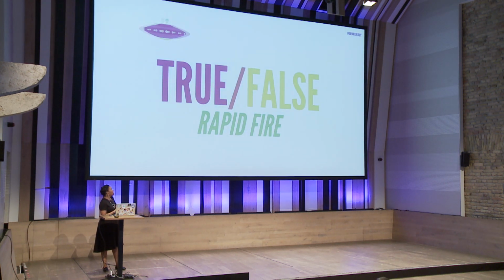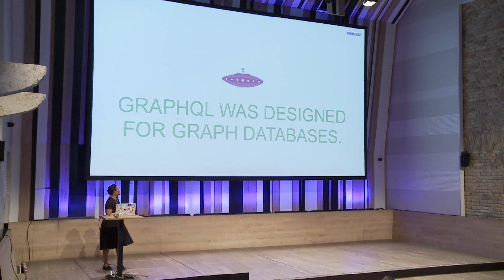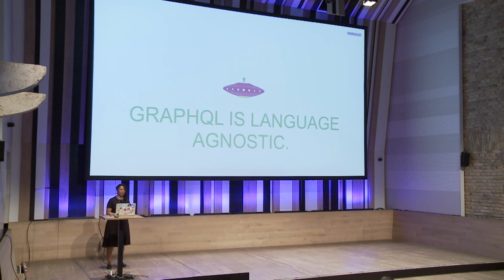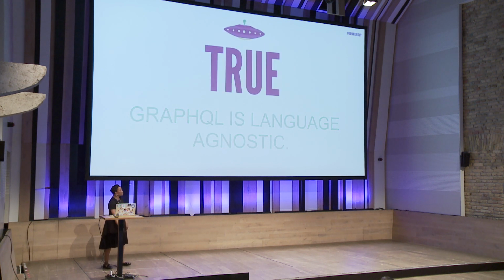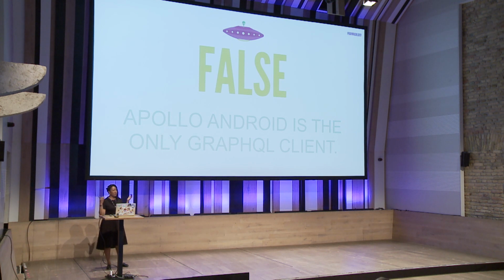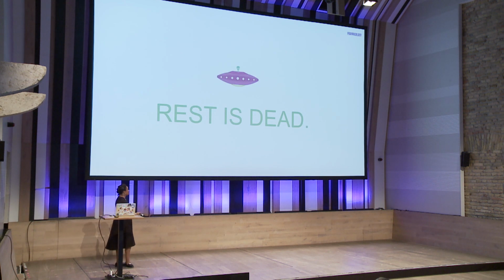And I figure we should end with rapid fire true false questions. So first, GraphQL was designed for graph databases. It's rapid fire. False. Okay, yes, you can use any database you want or no database at all. It's not about that. Next, GraphQL is language agnostic. True, yes, this is really powerful. We've seen that there are various implementations in different languages from C# to Kotlin and everything in between. Next, Apollo Android is the only GraphQL client. Right, you don't have to use a client at all if you're not interested, or you could write your own in any language that you desire. Finally, REST is dead.